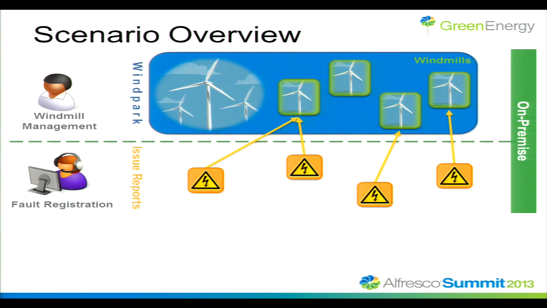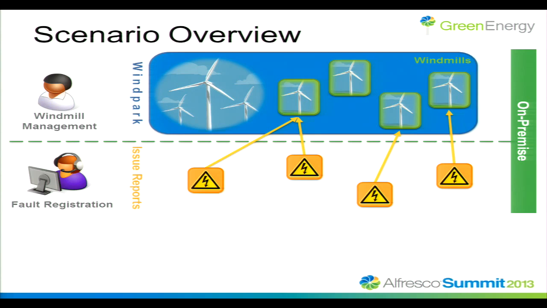So sometimes there could be an issue, and for this an issue report will be created, but no issue report without a corresponding windmill, of course. So no issue if there is no windmill. And this is done by the role fault registration.